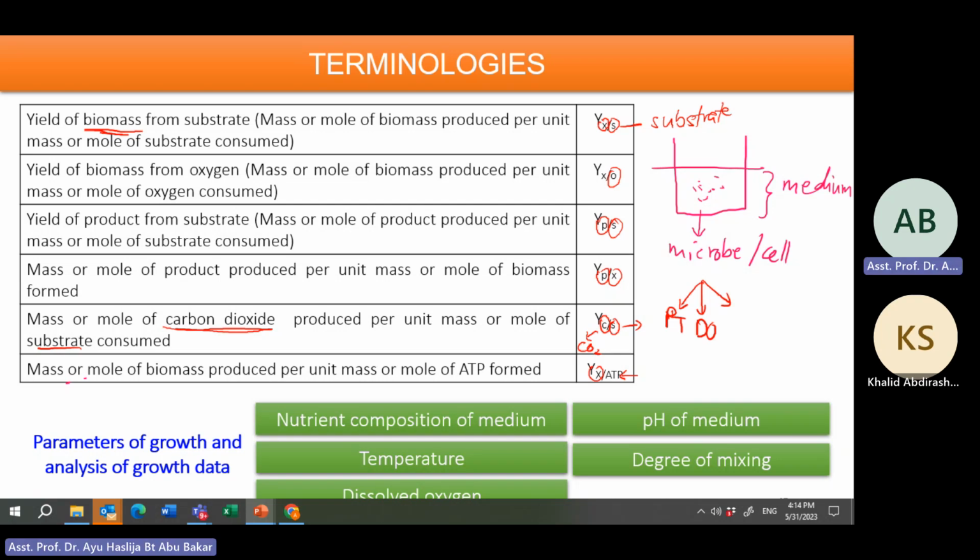So that's why it's important to monitor the growth of the microbe. The parameters are temperature, DO, pH, nutrient, and the last thing is the degree of mixing.